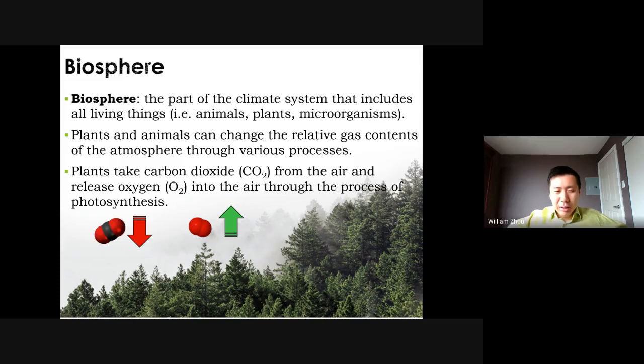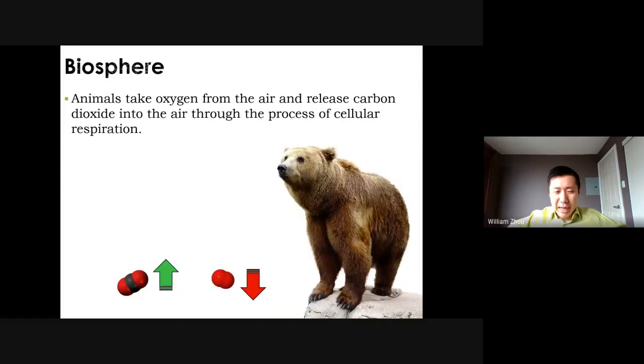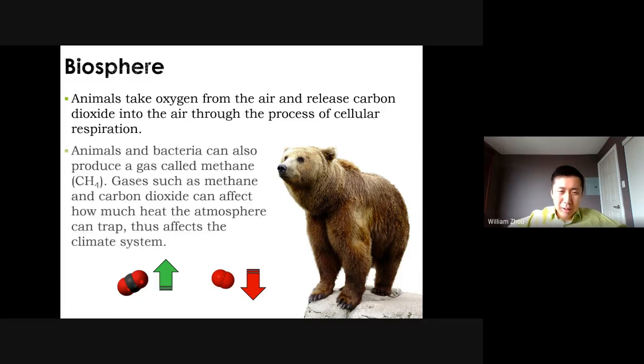Now, animals, we do the exact opposite. We breathe oxygen and we exhale carbon dioxide. And this increases the amount of carbon dioxide in the air. We do it through the process of cellular respiration. So animals, bacteria that produce methane, all of these are greenhouse gases. They warm up the atmosphere, thus warming up the climate.